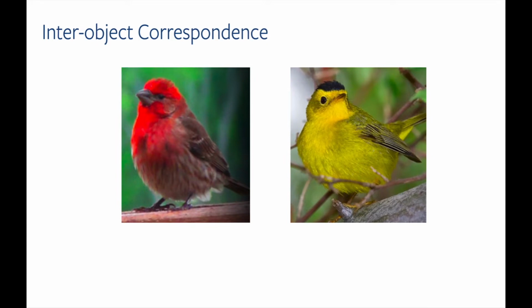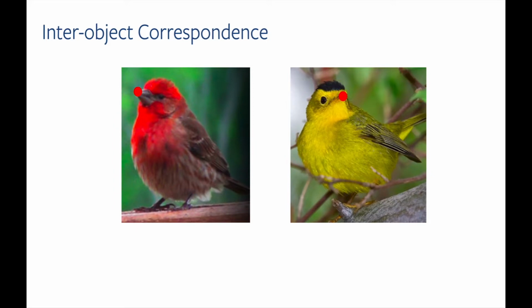Consider these two birds. We as humans can easily infer the similarities across them. For example, if we highlight this pixel on the bird on the left, we understand that the corresponding pixel on the bird on the right is here. And we can similarly infer associations for all the pixels shown across these two objects.